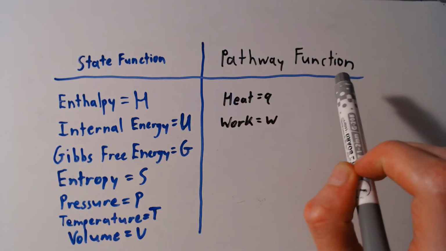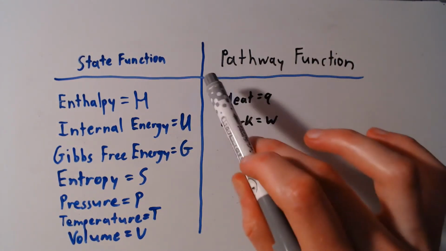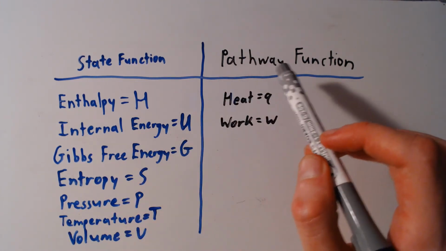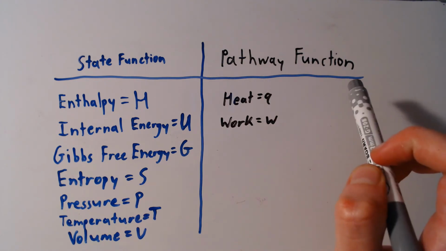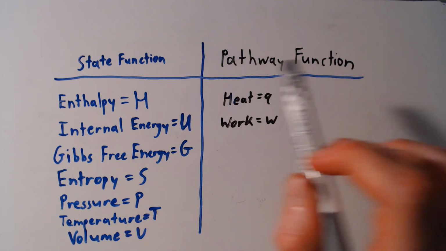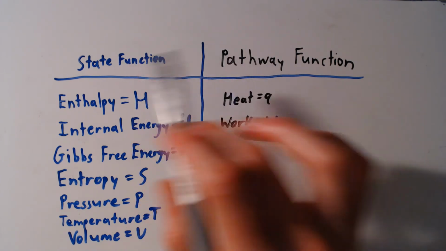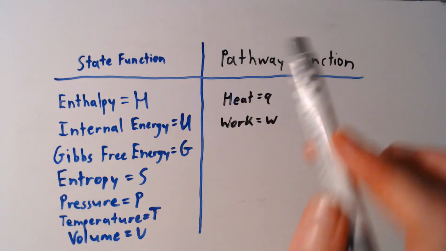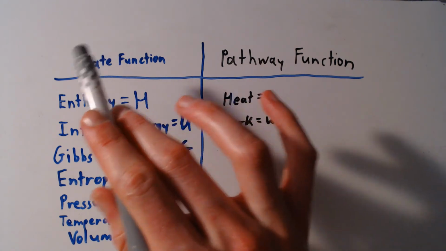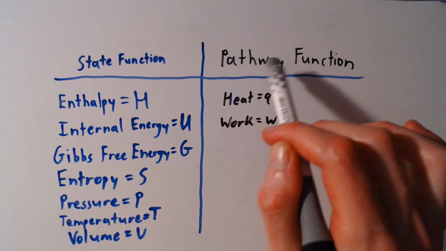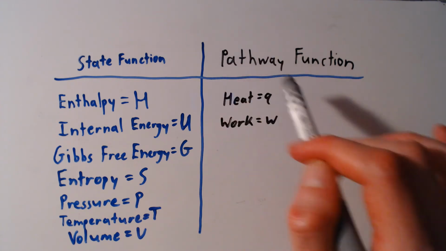Pathway functions, on the other hand, are these constantly changing processes. You can't measure them like these because they're constantly changing. They are never still. They can never be still. They change the state function from one state to another state. And that change from one state to another state, that change itself is the pathway. It's this constantly changing process.